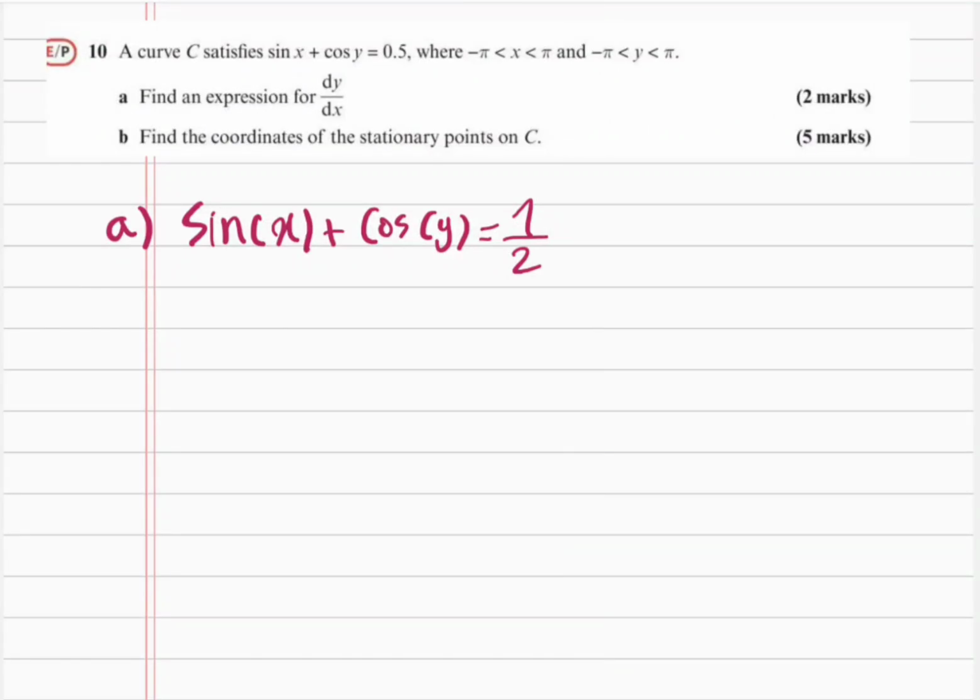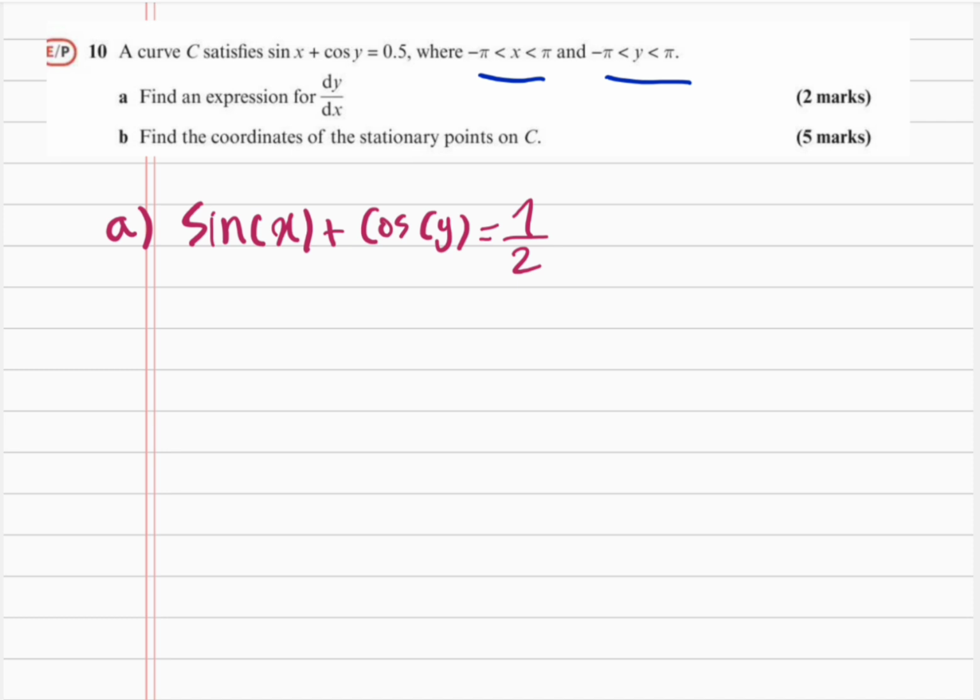Hi everyone, this video is on question 10 of exercise 9H from Pure 2. We have the equation of the curve sin x plus cos y is equal to a half, where the values of x and y are both between pi and minus pi.